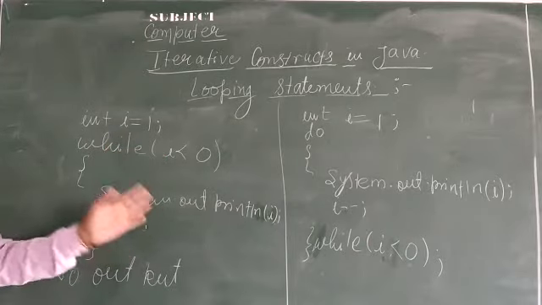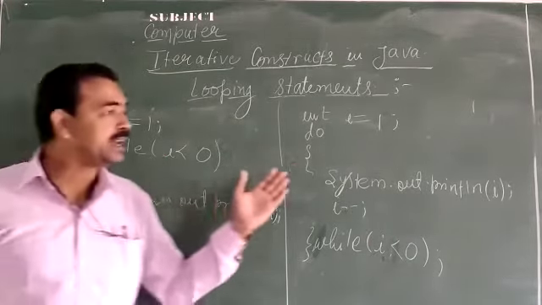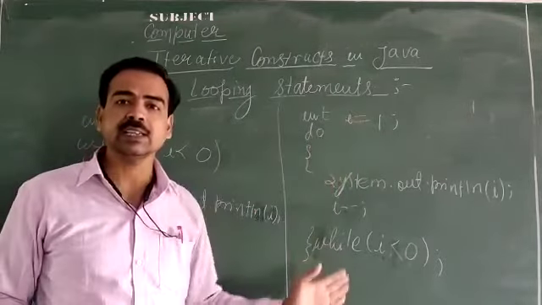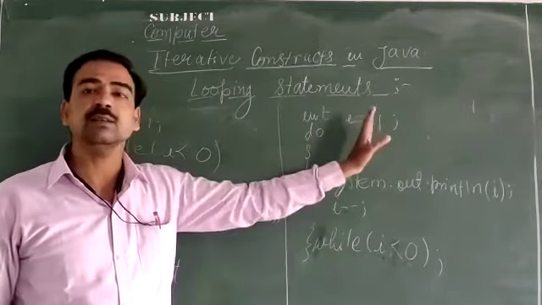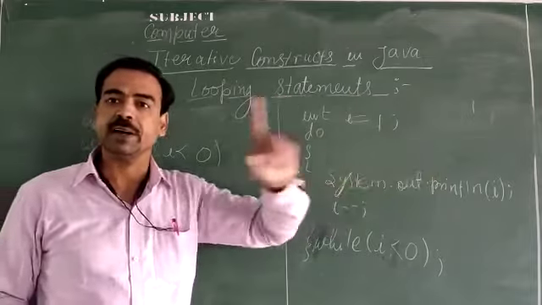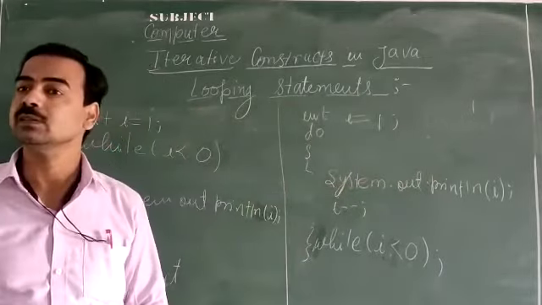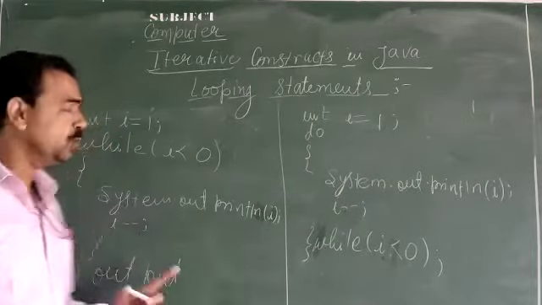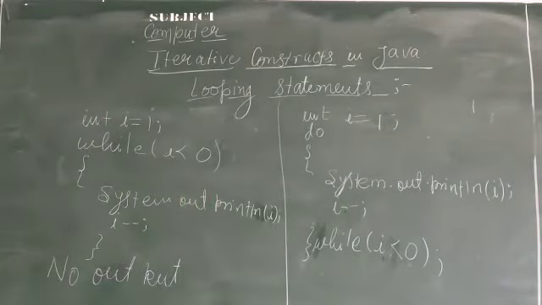When we check the condition at the entry point and the condition is false the first time, we will not enter inside the loop. And if we are checking the condition at the exit point, then whatever the condition, whatever the value, that will be printed at least once. So this is the difference between while loop and do while loop.